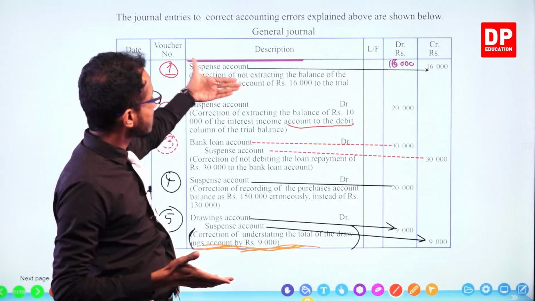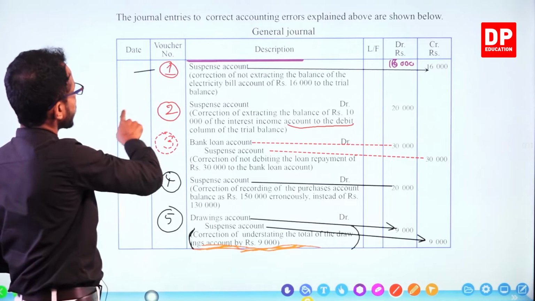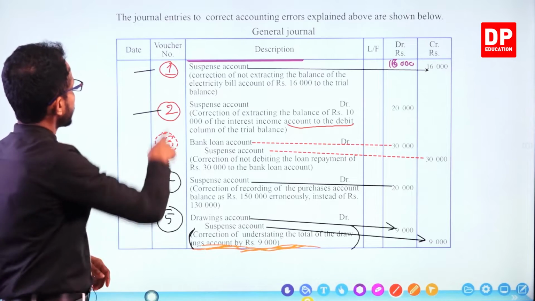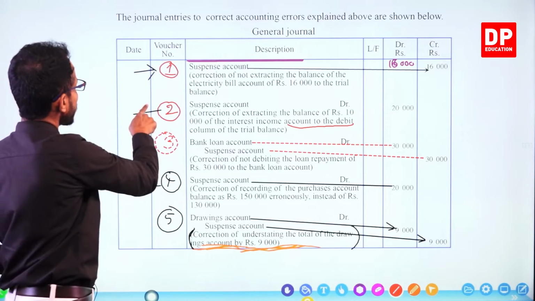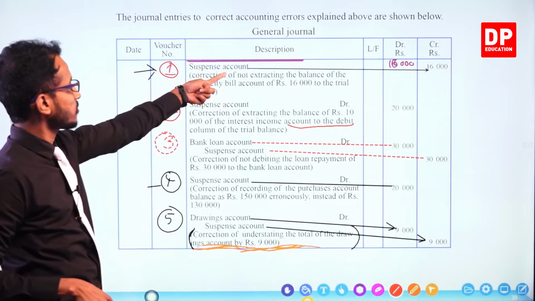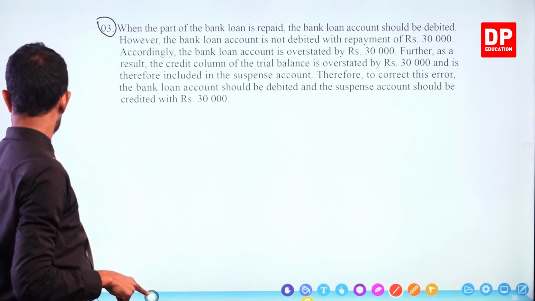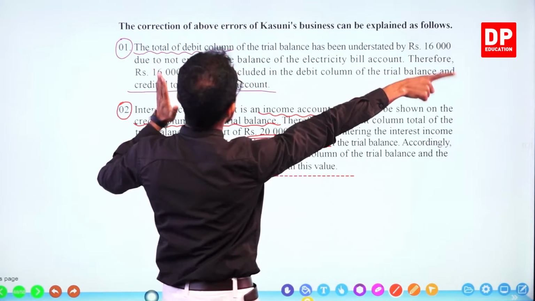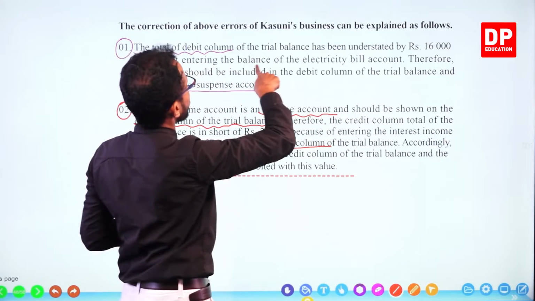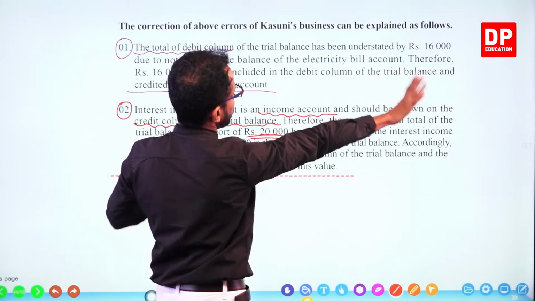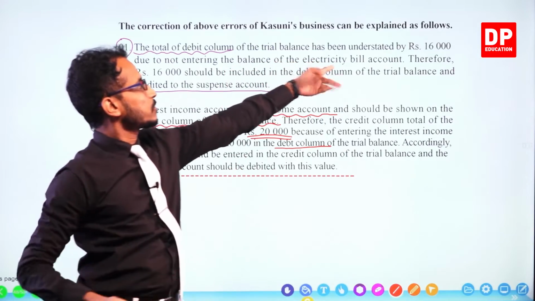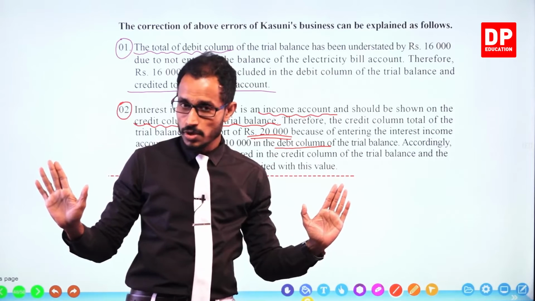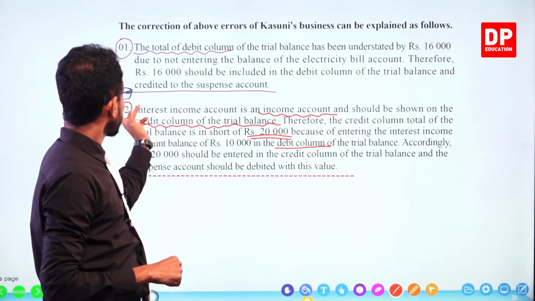If the error has occurred in the trial balance, such as the first one, second one, and these ones, we'll take the first one. Total of the debit column of the trial balance has been understated by 16,000 due to not entering the balance of the electricity bill. The electricity bill balance has not been entered to the trial balance, so the mistake is in the trial balance, not in the electricity bill account.